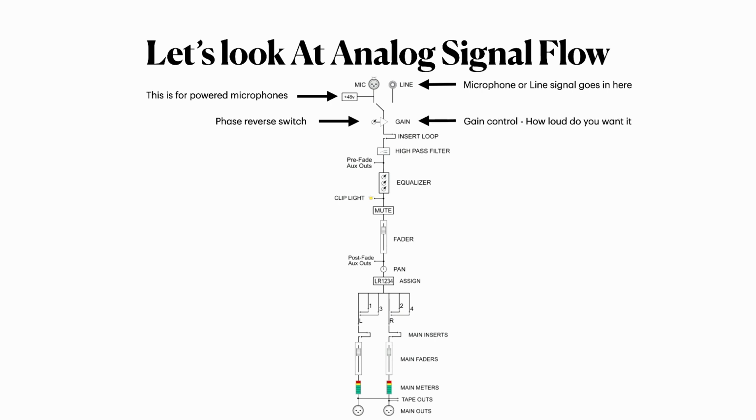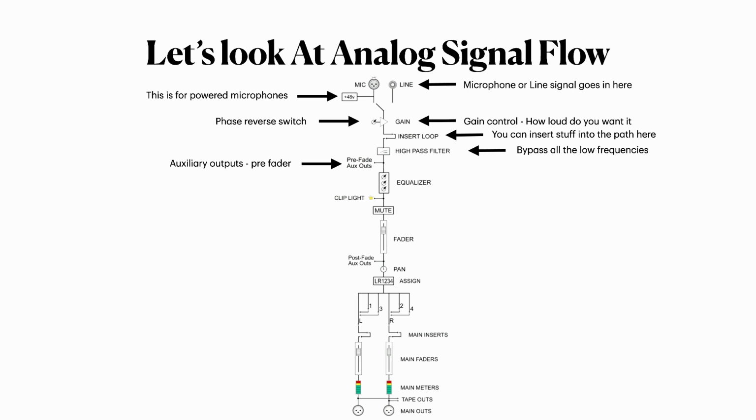Gain control. How loud do you want it? This is where you can insert things. This is an insert loop, like compressors, limiters, whatever. You can insert anything into the signal path if you want to. This is a high-pass filter or a low-cut filter. You can bypass all the low frequencies usually and not even listen to them, okay?